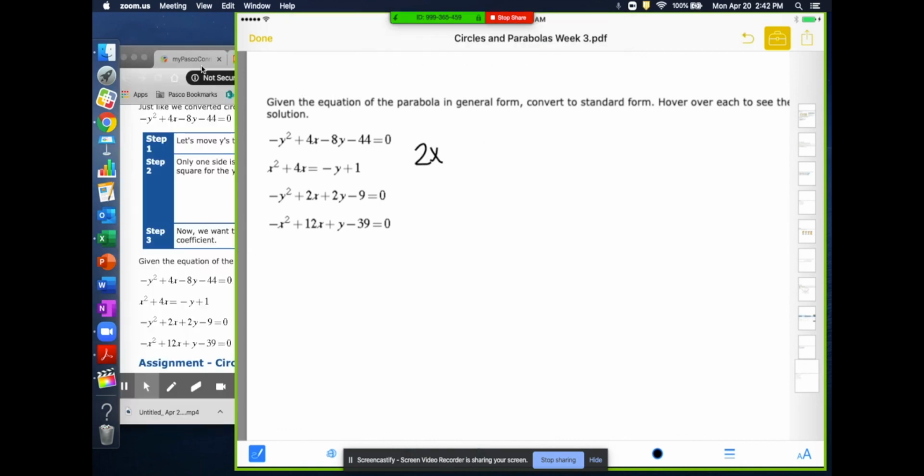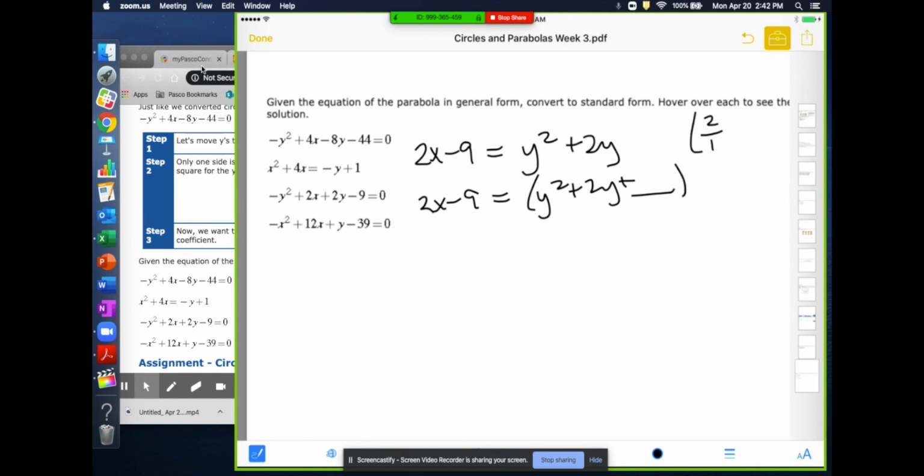Alright, so for number 3, I'm going to go ahead and group again. So I'm going to do my 2x minus 9 on one side, and I'm actually going to add the negative y squared to the right-hand side so it turns positive. It's going to make my life easier. But then I also want to make sure that I subtract 2y to the left-hand side, which I did make a little mistake here. So then when I go through completing the square, that's going to get me a 1. It should be y squared minus 2y plus 1, but it's all okay.